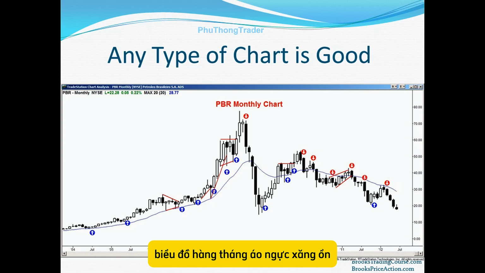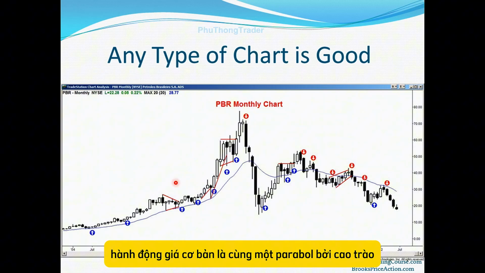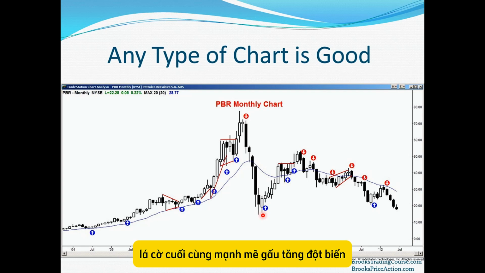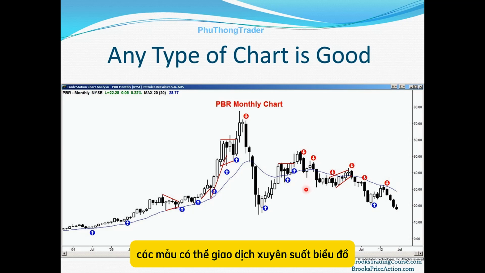Monthly chart of Petrobras. Okay. Again, the basic price action is the same. Parabolic buy climax, the final flag, strong bear spike, pullback, test of the low, and there are tradable patterns all the way through the chart.